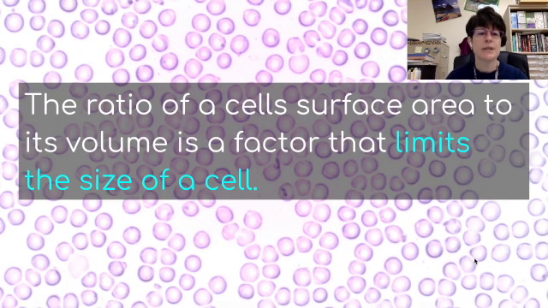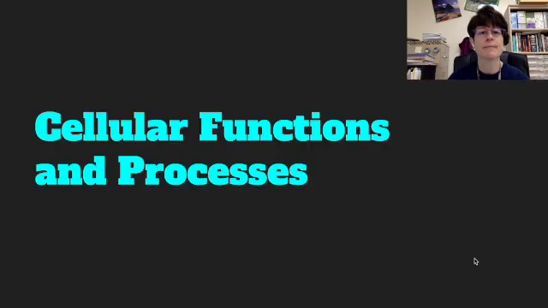Now, another thing we need to realize is that cells can only be a certain size, and it has to do with the ratio of a cell's surface area to its volume. That is the factor that limits the size of a cell, because cells have to absorb materials, they have to move them around, so they have to be relatively small and have a certain surface area to volume ratio in order to be functional.